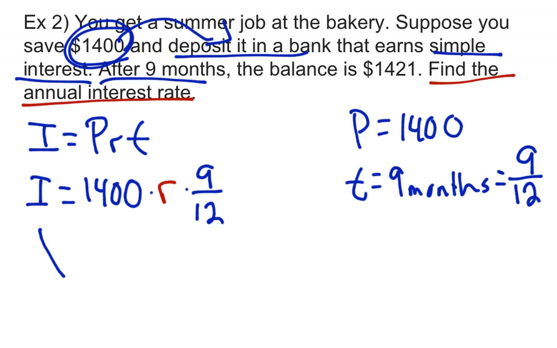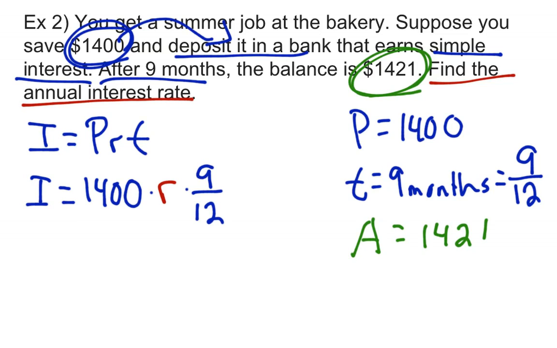But there is one other number that we haven't used yet, and that's this one right here. It says the balance is $1,421. That means my balance, the total amount, is $1,421. But I'm not using the equation here that has the A in it. All right, so let's just think about this. We deposited $1,400 into our account, and they're now saying that 9 months later, that account now has $1,421 in it. Well, where did the extra $21 come from? $21 had to come from somewhere.